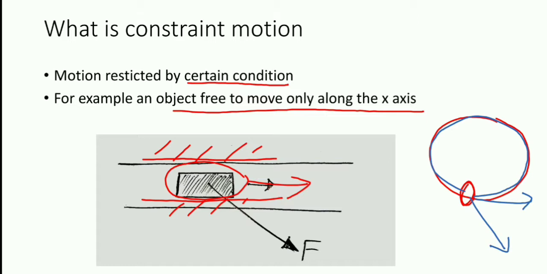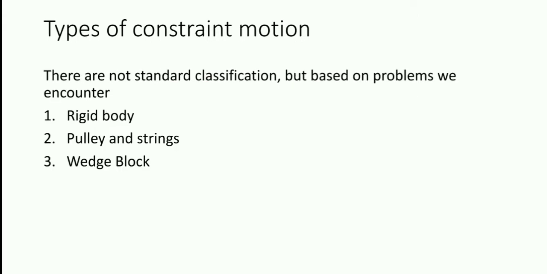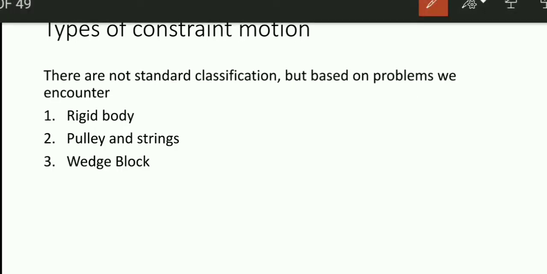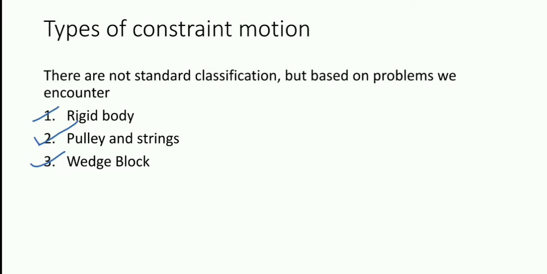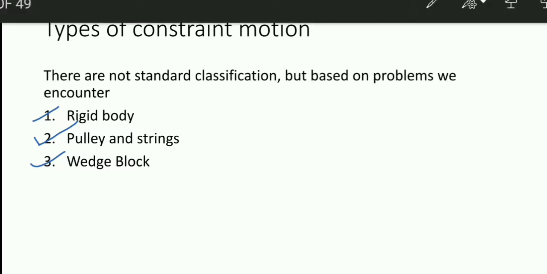Okay, let's begin. Actually, the types of constraint motion, these are not the standard classification, but based on the problems we encounter, I have given you three types of classifications, that is rigid body, pulley and string, and wedge and block. So we will classify the cases into these three topics. This classification is only valid for these lectures. You won't find this in any standard books.